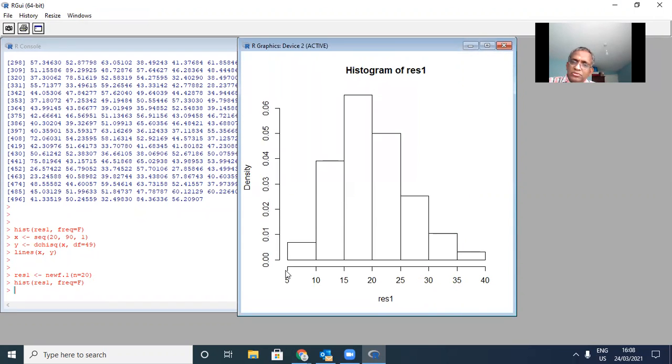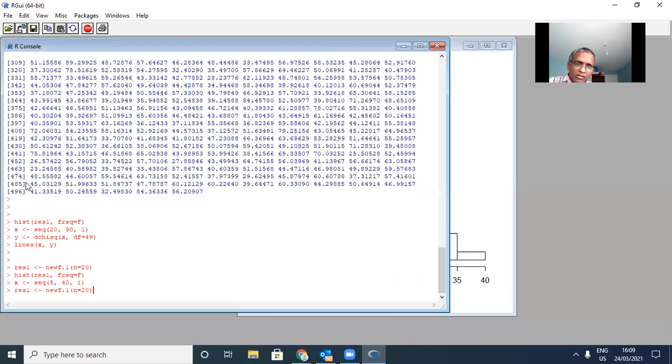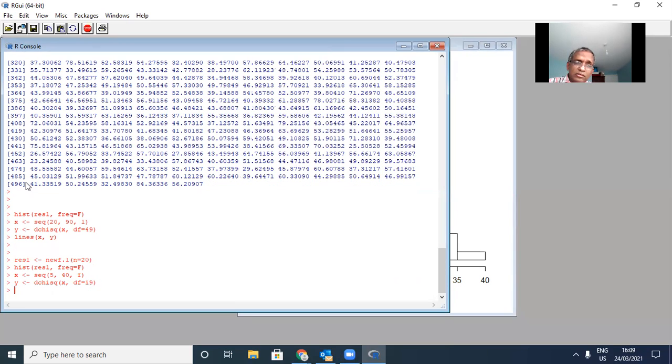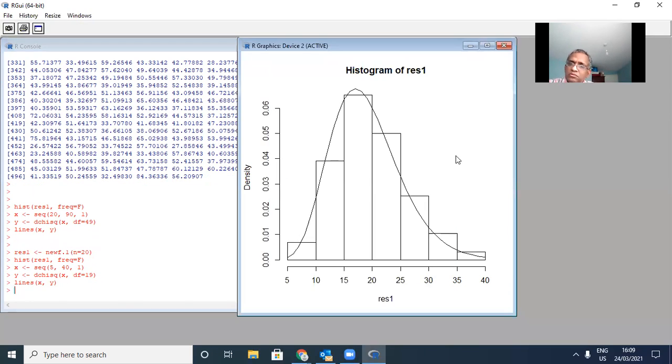And here the x-axis goes from 5 to 40. So I define x to go from 5 to 40 in steps of 1. And then I define y as the density of the chi-squared with a degree of freedom of 19, because n is 20, right? And finally, I use the lines command. And once again, you see here that the density of the chi-squared fits the simulated histogram pretty well, right? And it should be like that because the theory says so, right?